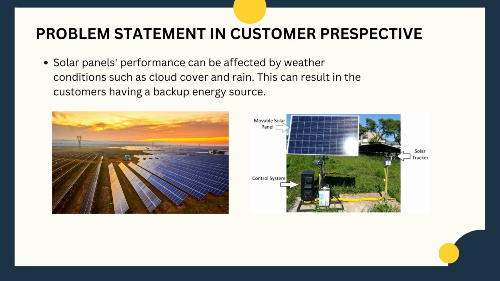Here in this picture, we can see a solar panel with a solar tracker and a control system. The solar tracker helps the solar panel move to follow the sun's rays to generate power, and this is controlled by the control system.